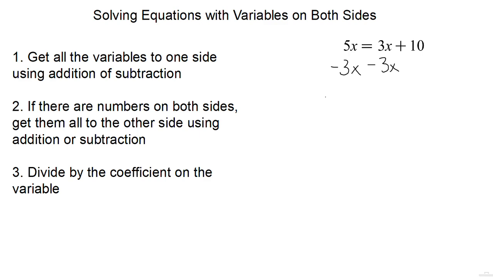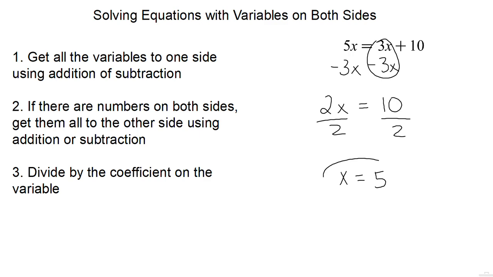5x minus 3x is 2x. 3x minus 3x right here just cancels out. We're left with 2x equals 10. Since now all of our variables are on one side and all of our constants are on the other, we just divide by the coefficient on the x, which is 2, giving us a final answer of x equals 5. Fairly straightforward.